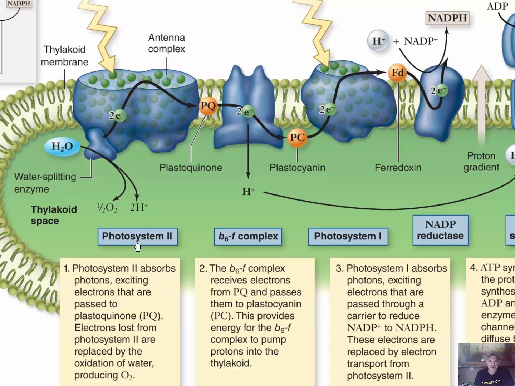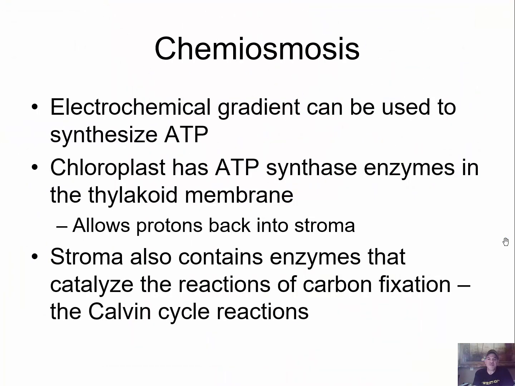But the main ones to remember are going to be photosystem 2, the B6F complex, which pumps the protons, photosystem 1, and then this other complex, which serves as an enzyme. We can tell because it ends in -ase. So what does it do? It reduces NADP+ to NADPH. And then, of course, remember the complex proteins, the ATP synthase, which we studied in the chapter on oxidative phosphorylation.